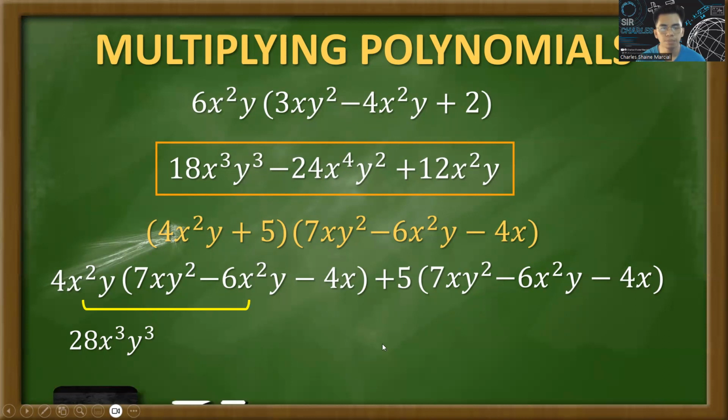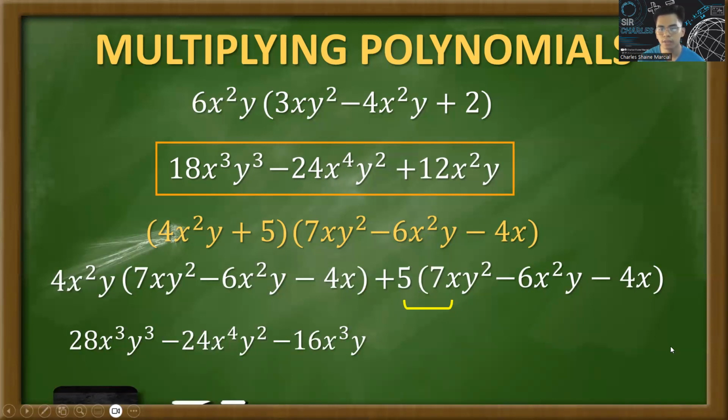Next, multiply this 2. 4 times negative 6 magiging negative 24 and add ulit natin yung exponent ng the same variable. So ang makukuha nating sagot is negative 24x raised to 4 y squared. Next, multiply this 2. 4 times negative 4 and then add the exponent of x, 2 plus 1. Makukuha nating sagot is negative 16x cubed y. Dito naman tayo sa pangalawa. 5 times 7xy squared. Multiply lang natin si 5 times 7. Makukuha nating sagot is 35. Then copy xy squared. Same process.